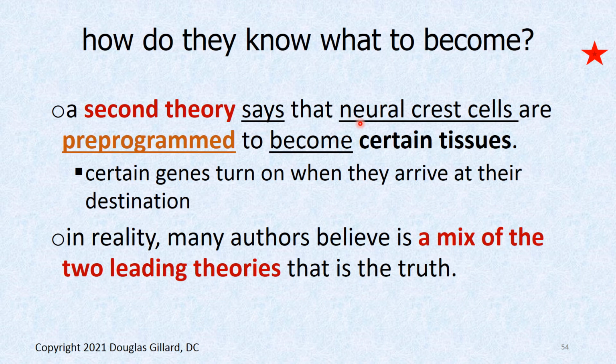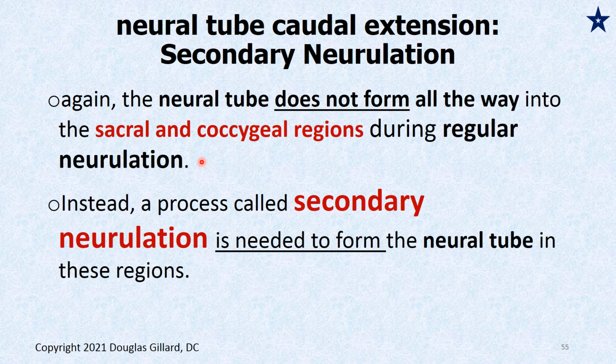Other theories say that's not true based on experimentation. You can't take neural crest cells that are destined to become the frontal bone and put them in the adrenal medulla. They won't turn into chromaffin cells. So there's research on that. So it's probably a mix of these two theories. The second theory says that they're pre-programmed to swim away from the neural tube and find their destination and become that tissue. So we just don't know the answer to that.